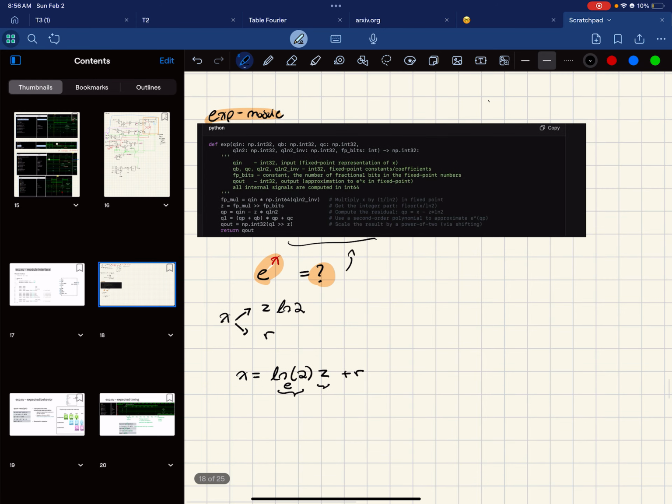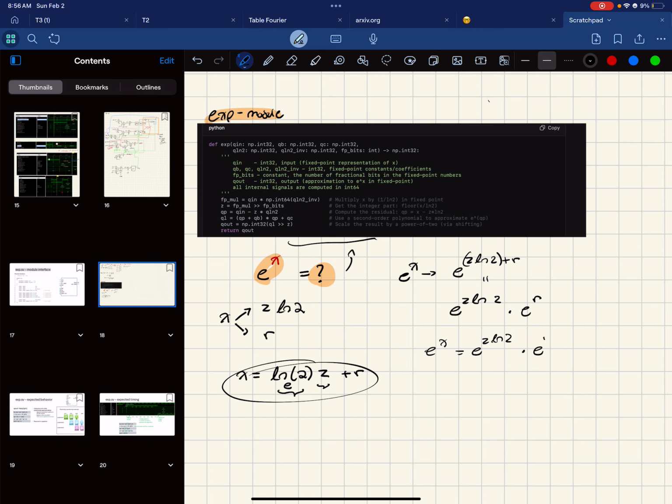Okay, so we've agreed that e to the x is going to be e to the z ln 2 plus r. Sorry, I mean e to the (z ln 2 + r), as proven here. And then we agree also that this is equal to e to the z ln 2 times e to the r. So e to the x can be broken up into e to the z ln 2 times e to the r.